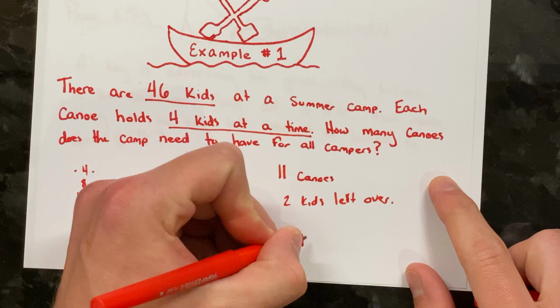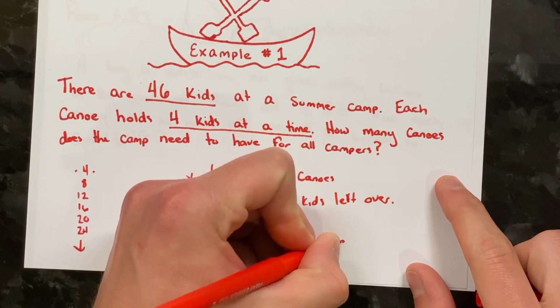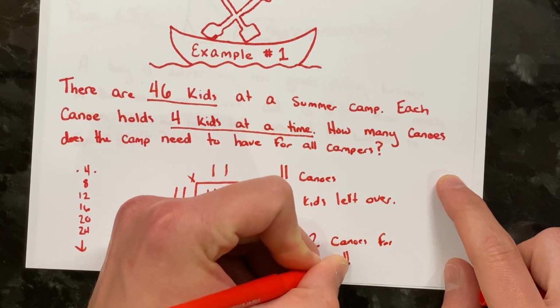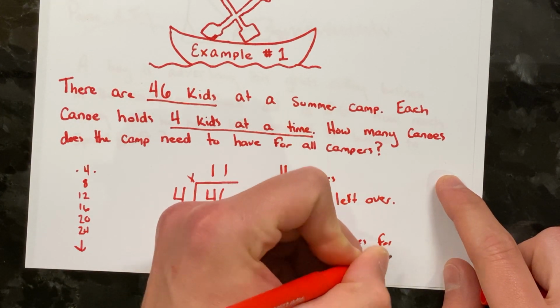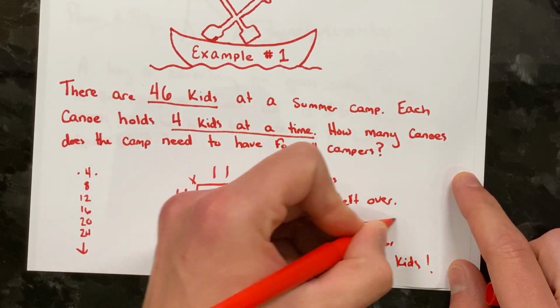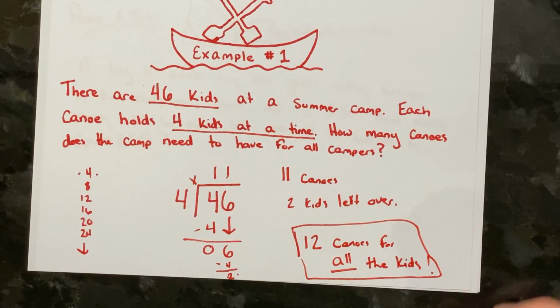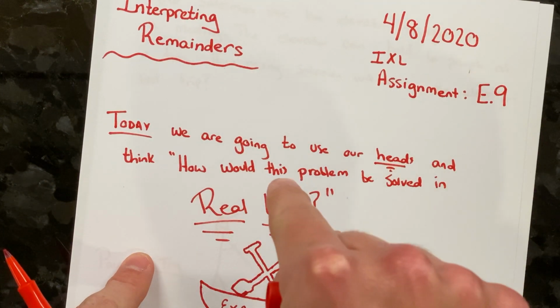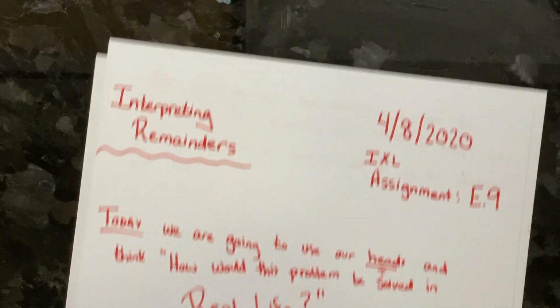Well, they're actually going to need 12 canoes for all the kids. Can't leave anybody behind. 12 canoes for all the kids, okay? Thinking about how you'd solve these problems in real life. Let's take a look at another.